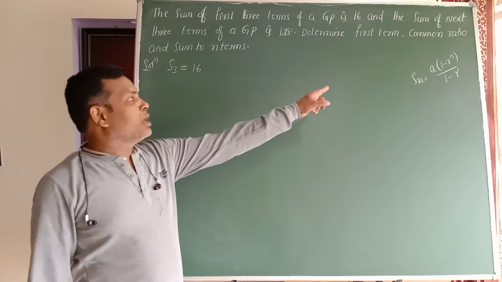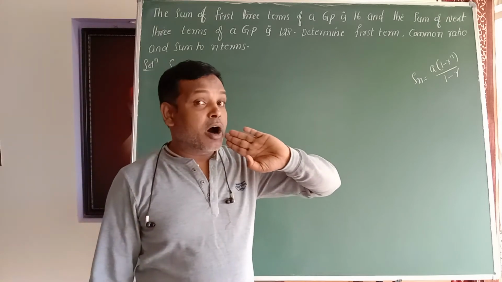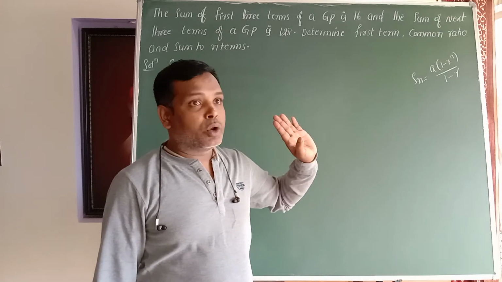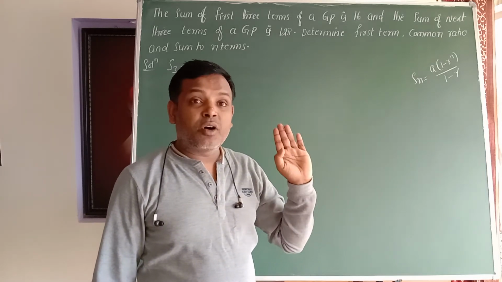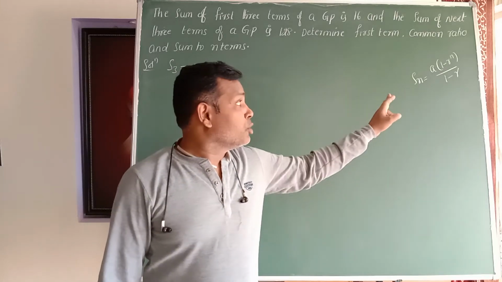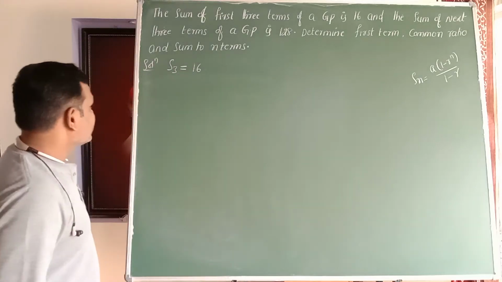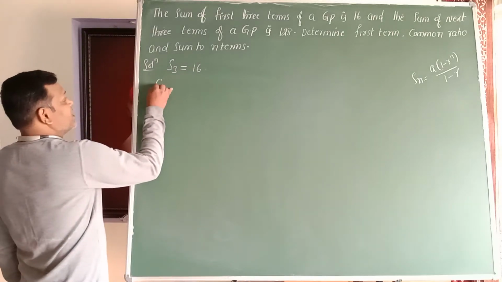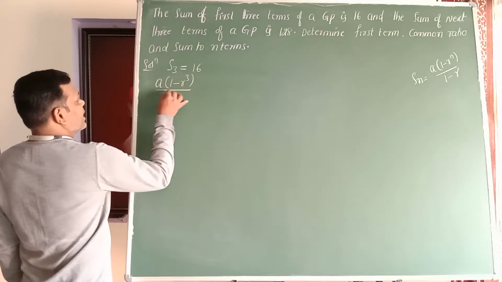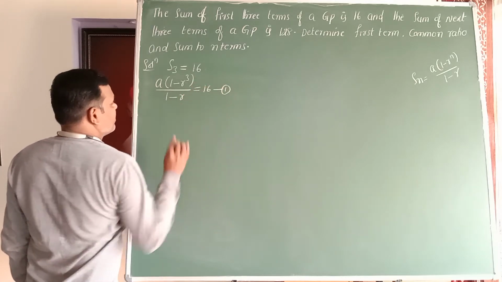Sn is A into 1 minus R power n divided by 1 minus R. As I already said, when R is unknown here, we have to use this formula. When R is known, it depends on whether the value of R is less than 1 or greater than 1. Here R is unknown, so we use Sn equal to A into 1 minus R power n divided by 1 minus R. So S3 can be written as A into 1 minus R power 3 divided by 1 minus R, that is equal to 16. That will be equation number 1.